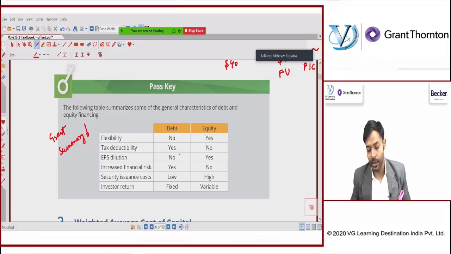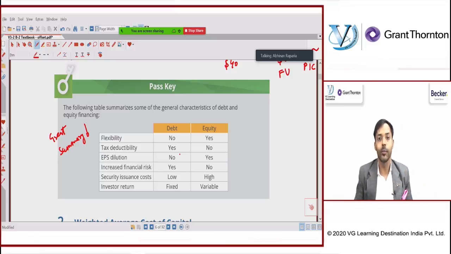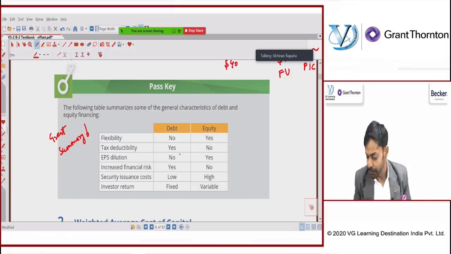EPS dilution, it does not happen in debt because it is not impacting your equity shareholders, so there is no EPS dilution in that. But in case you are issuing more equity, obviously the number of shares will increase, and that will result in the EPS dilution. Increased financial risk. Obviously yes, because your debt equity, your leverage will increase, and that will increase your financial risk also. But in case you're issuing the equity, you're not increasing the financial risk. In fact, you're diluting your financial risk.